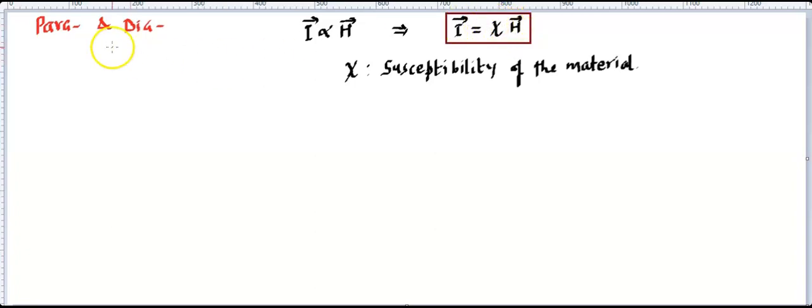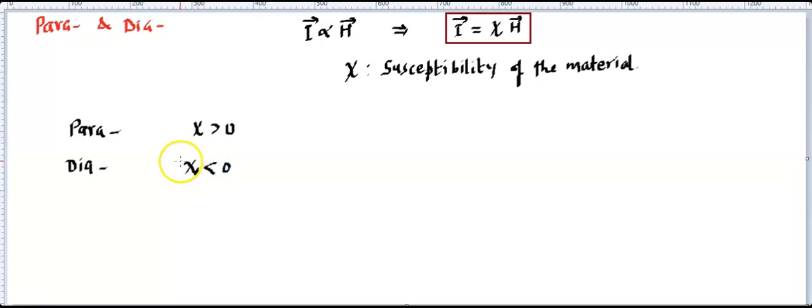Now we have already understood that this I and H have the same direction for para, and for dia they are opposite. So for paramagnetic material, we will find the susceptibility has to be positive. Hence the direction will be identical. Similarly, for diamagnetic materials, this magnetic susceptibility is going to be negative.